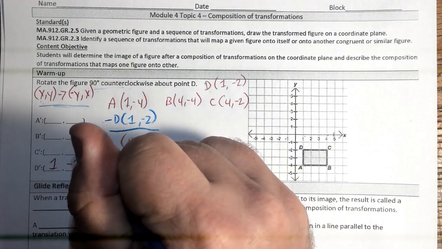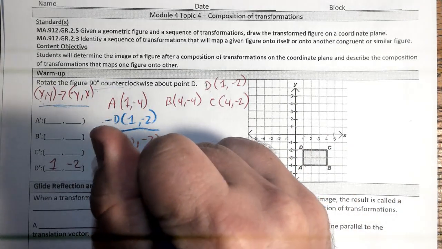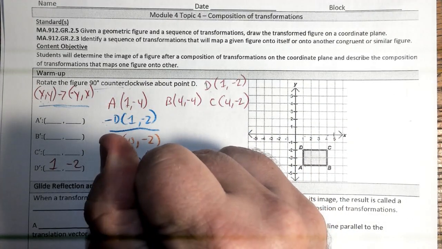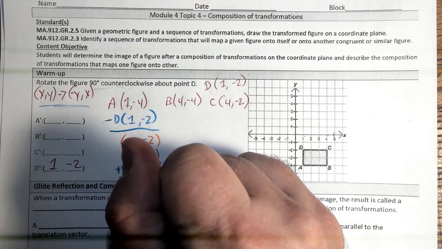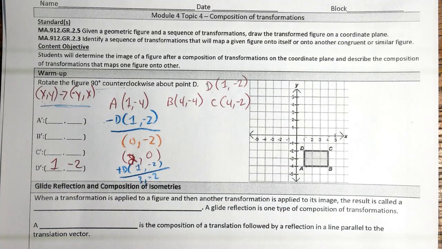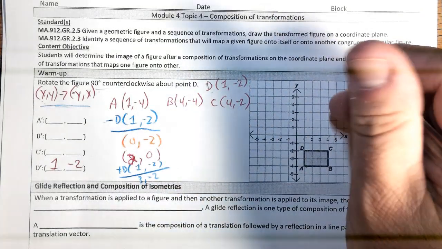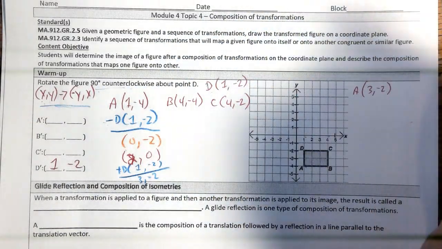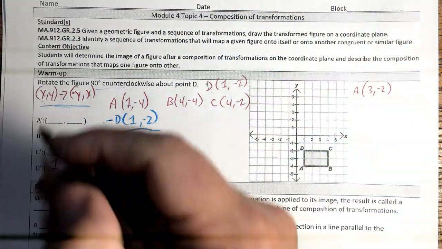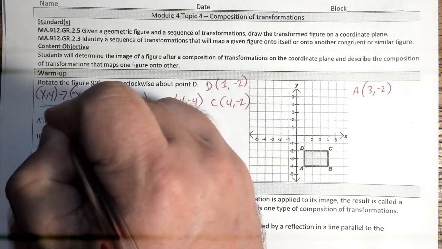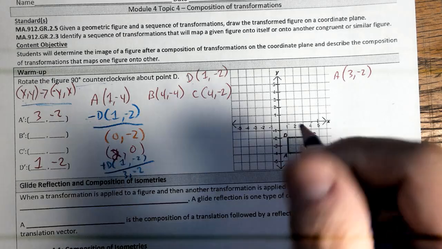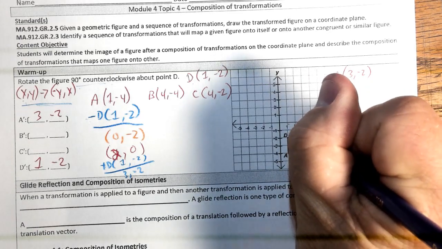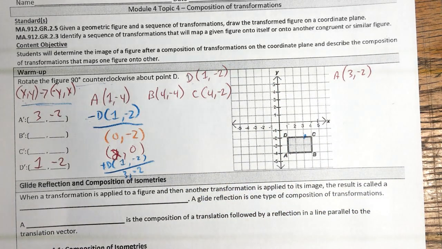We're running out of room. Now we have to add back in point D, again (1, -2). So we're adding, not taking the opposite sign. 2 plus 1 is 3. 0 plus negative 2 is negative 2. This is why I did this on the board in the classroom. So A prime is (3, -2), and that is the end. Let's go ahead and plot that: 3, negative 2.